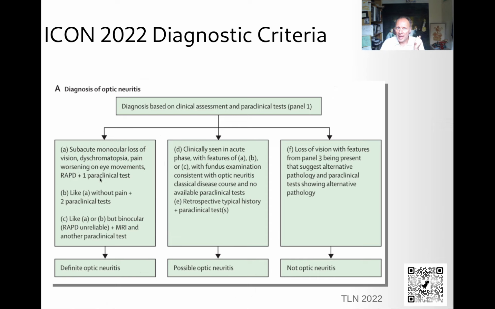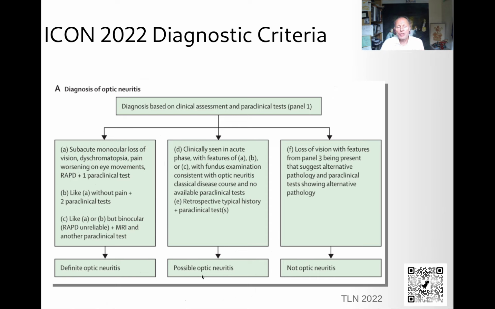Scenario B is more complex because there is no pain on eye movements. Scenario C is the most difficult one because the presentation is binocular. You're perfectly entitled to make a diagnosis of possible optic neuritis in absence of any paraclinical test, either because you don't have the test results quick enough to help with a meaningful clinical decision or treatment, or because you don't have access, in which case it is marked as possible optic neuritis.